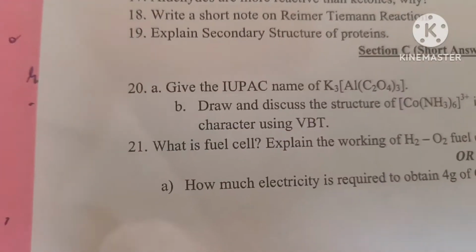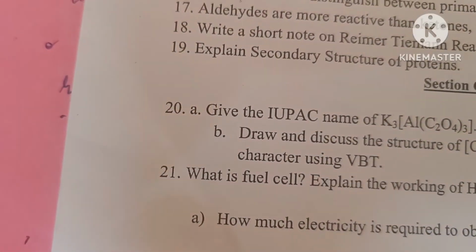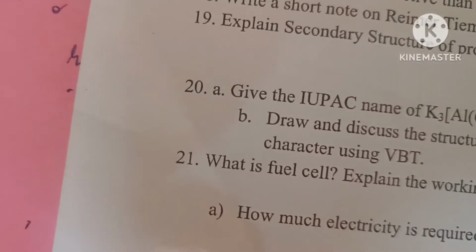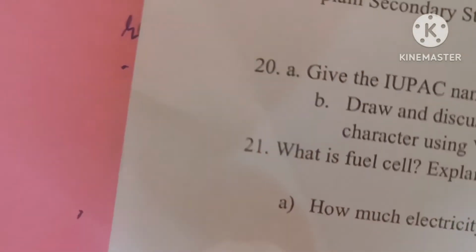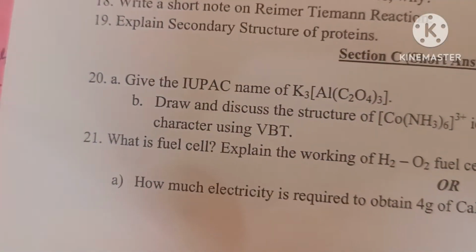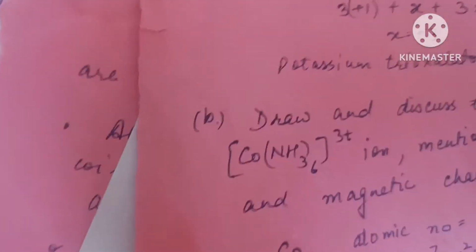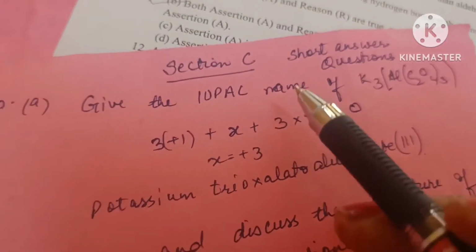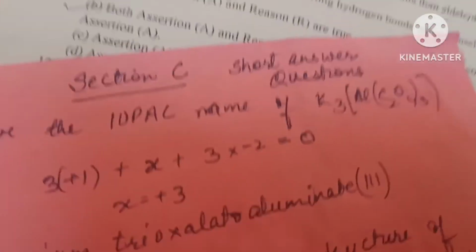Give the IUPAC name of this compound K3[Al(C2O4)3].